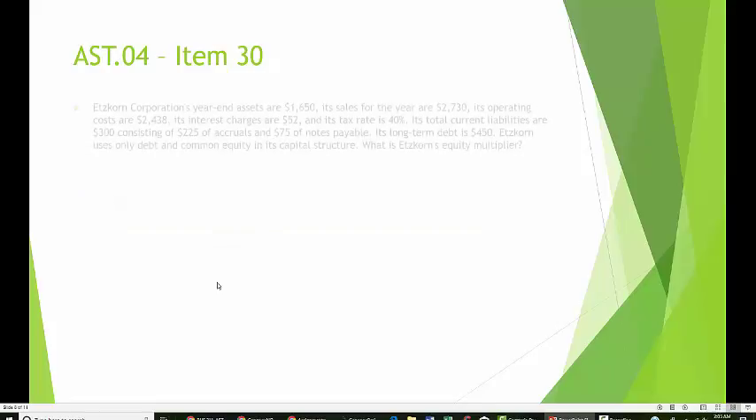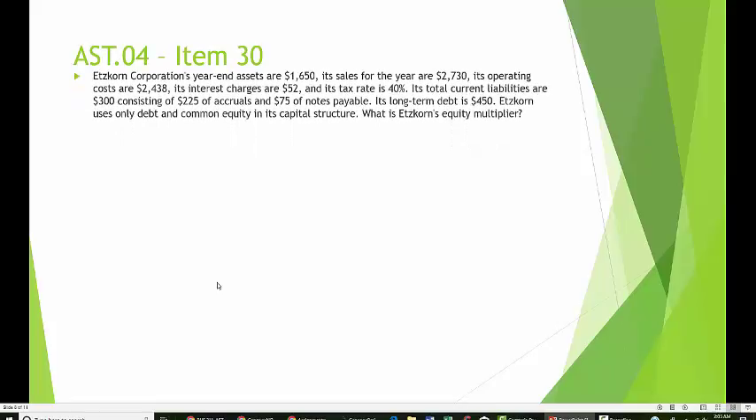Item 30. This is Etzkorn again, and Etzkorn Corporation's year-end assets are $1,650, its sales are $2,730, its operating costs are $2,438, its interest charges are $52, and it has a tax rate of 40%.